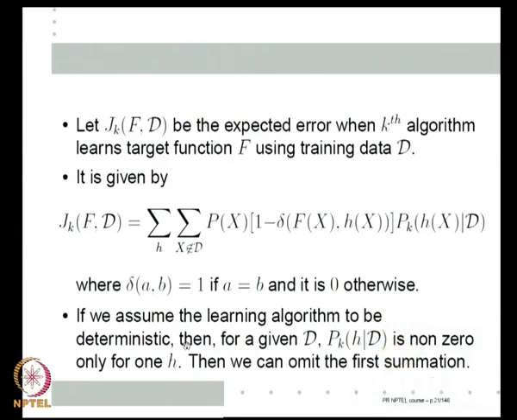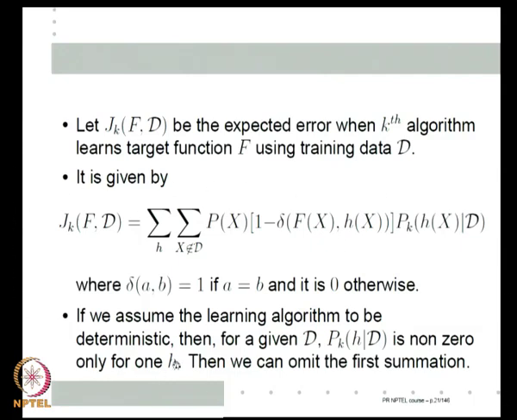Because if the learning algorithm is deterministic, and all the learning algorithms we have considered so far are mostly deterministic, then given a particular training data set, because the learning algorithm is just a computer program, given the same data set it will always learn the same function. Which means given a D, what I call pk(h | D), the probability of my algorithm learning h, is non-zero only for one h, because given the same D, it will always learn the same h. So pk(h | D) is non-zero for only one h, that means on a particular D, the kth algorithm learns only one particular h. So this h summation can actually go, but writing it like this is much more general.